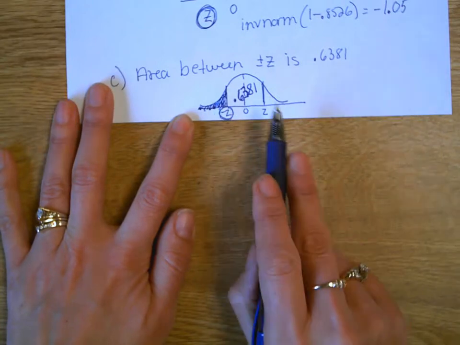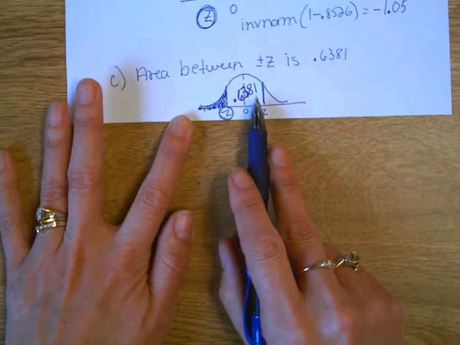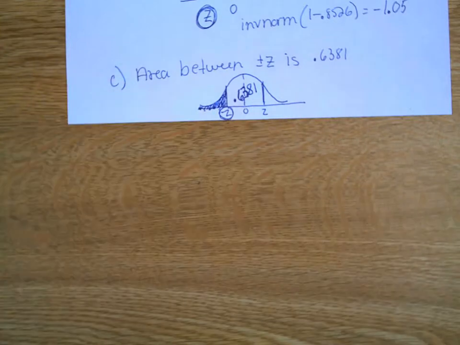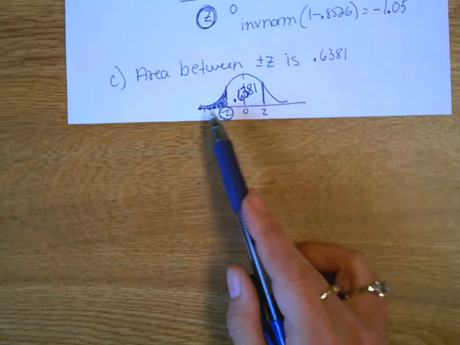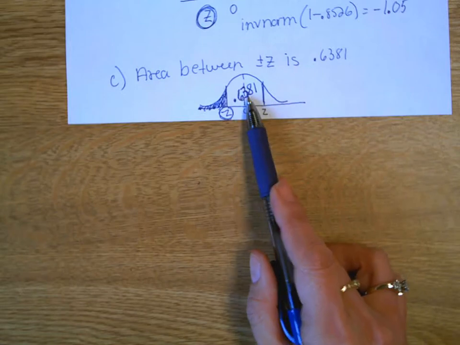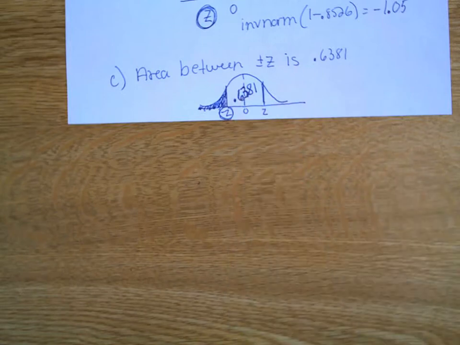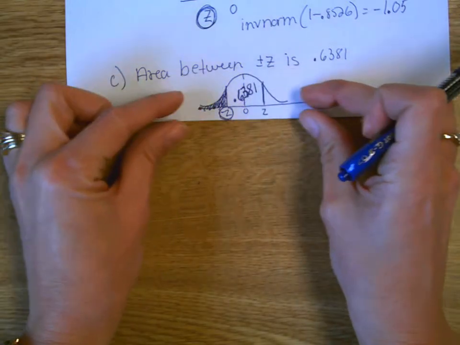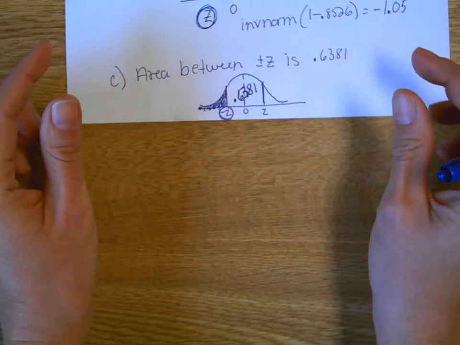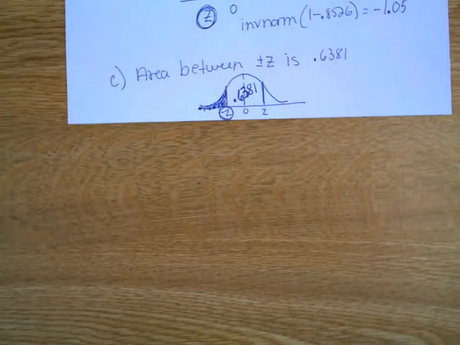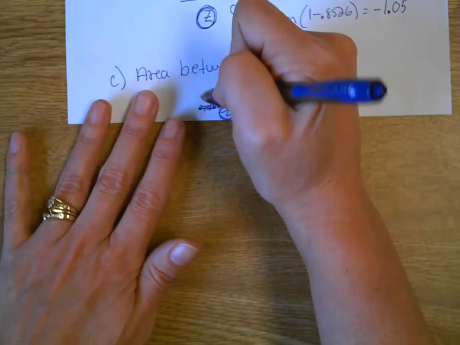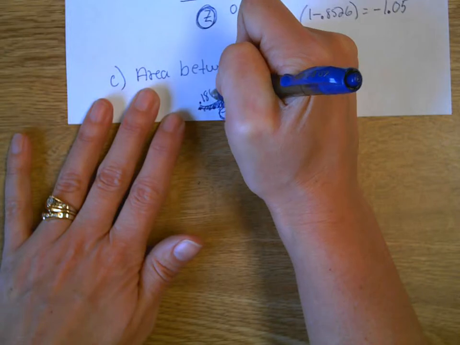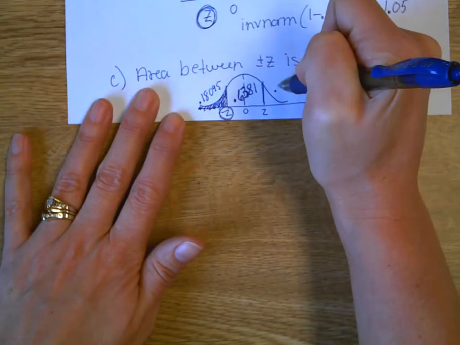Do 1 minus .6381 and then get that answer and then divide it by 2. She's correct. Does that make sense to everybody? Remember the whole area is 1. Subtract off this middle part, .6381. So there's 36% of the graph left for these two tail pieces. And then divide that in half. Okay, so each one of these is .18095.